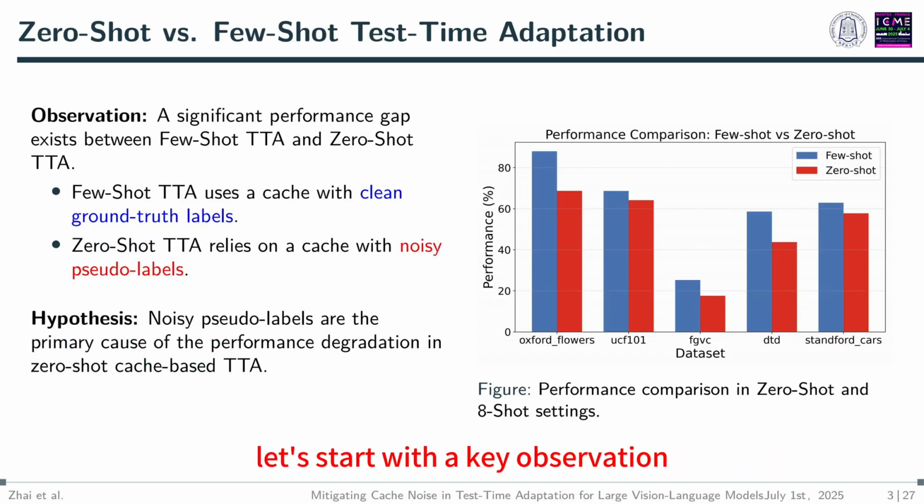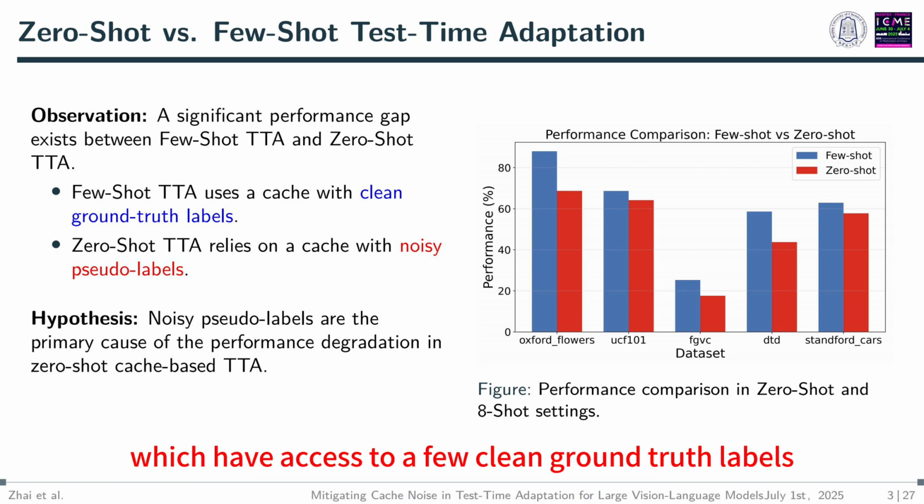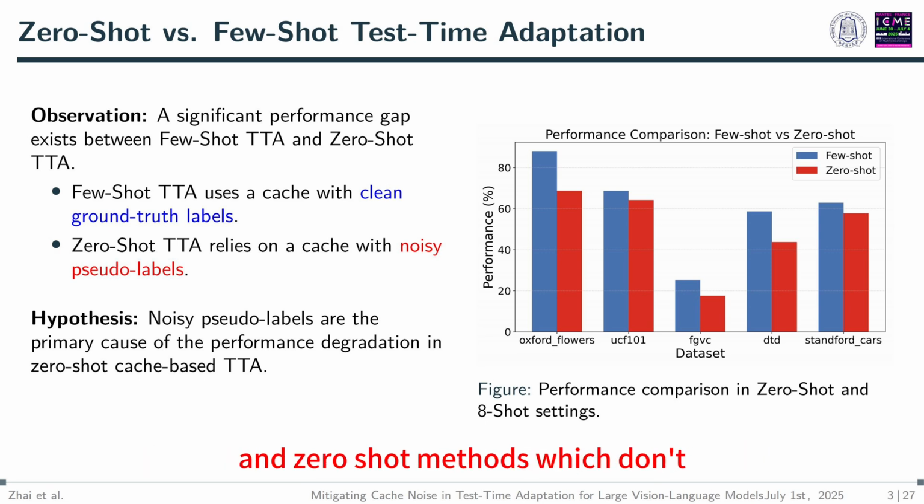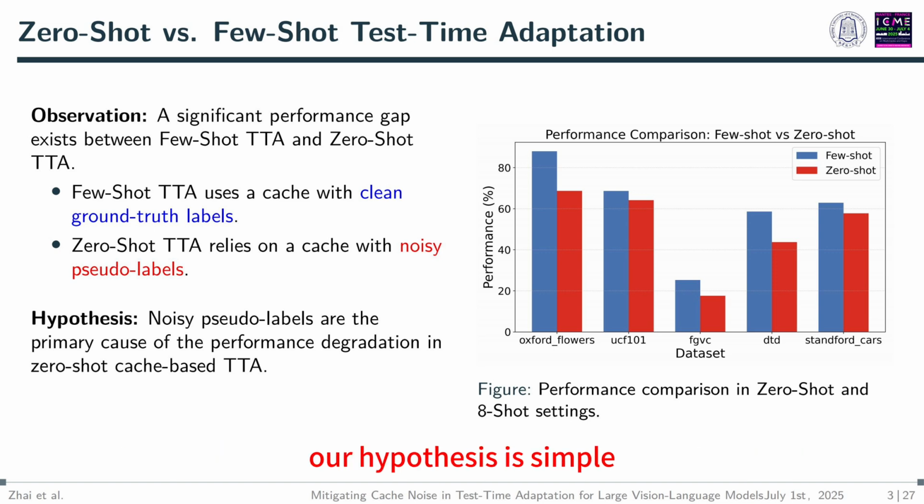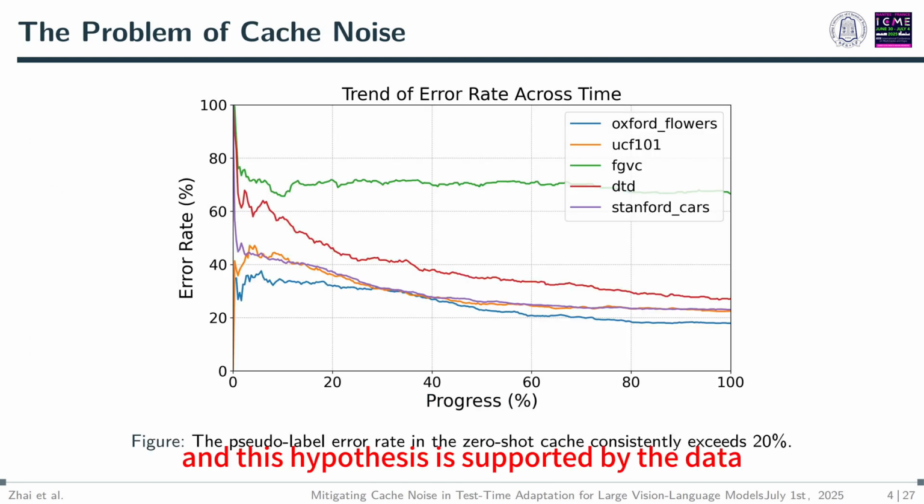Let's start with a key observation. In test time adaptation, or TTA, there's a significant performance gap between few-shot methods, which have access to a few clean, ground truth labels, and zero-shot methods, which don't. As you can see in the chart on the right, the performance with just 8 shot labels is much higher. Our hypothesis is simple. This gap is primarily caused by the noisy pseudolabels that zero-shot methods are forced to rely on for their cache.